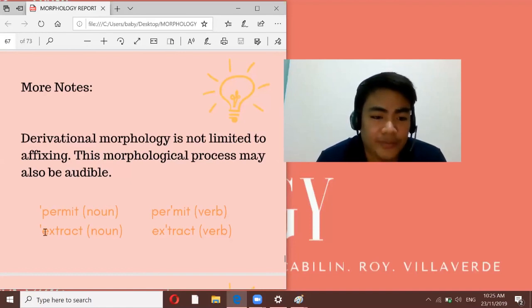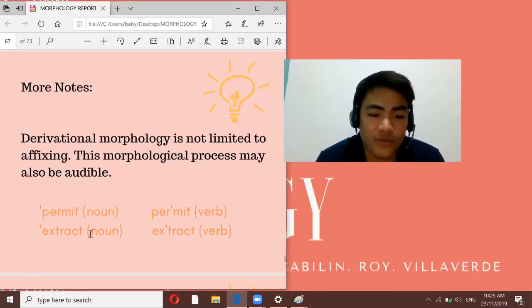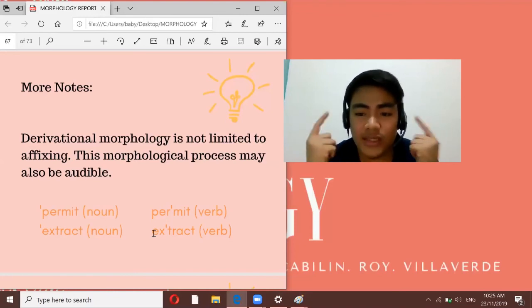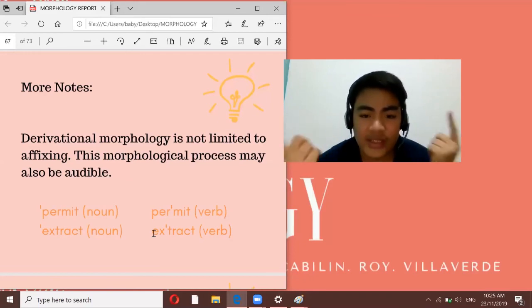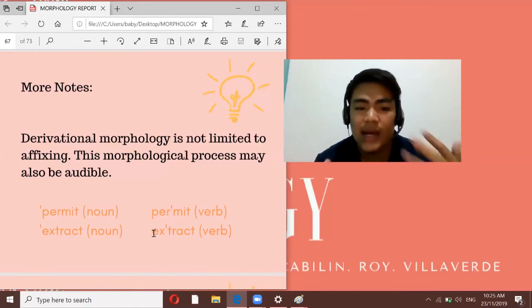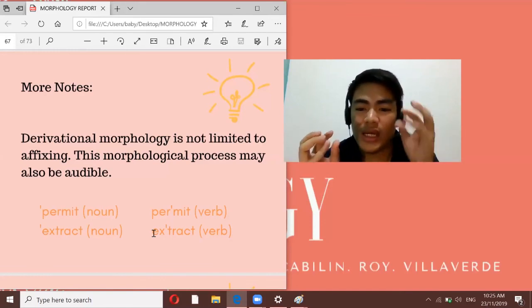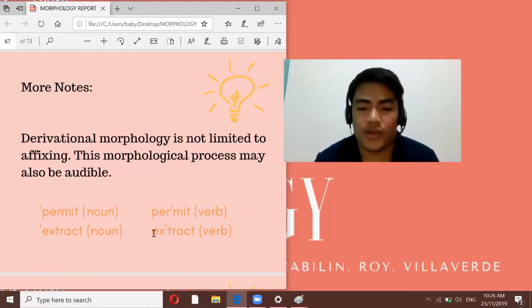Another example of a morphological change in a word, from noun to verb: we have extract for the noun, and we have the word extract for the verb. Can you hear the difference in stress? And can you understand the change in meaning? That's an example of how phonology and morphology are actually very connected to one another.